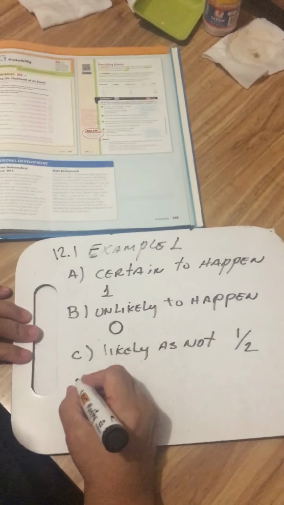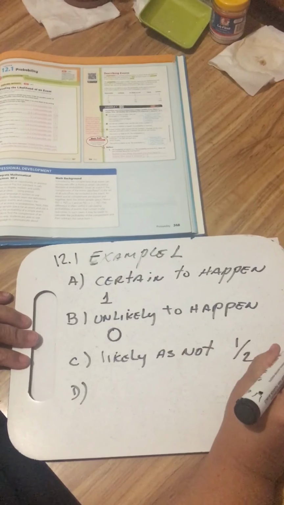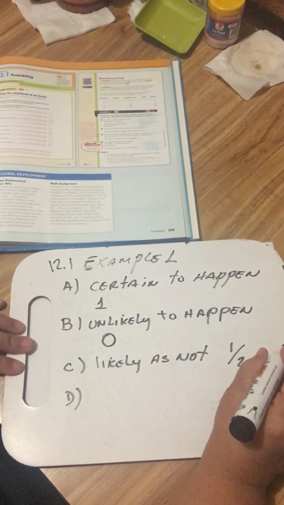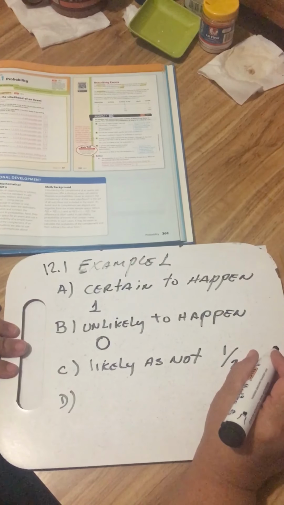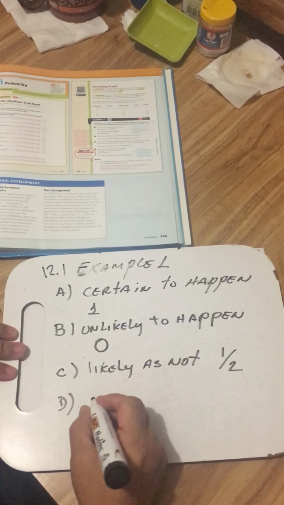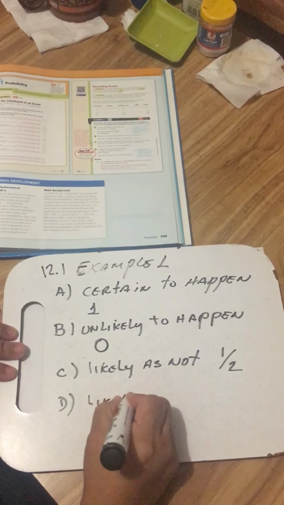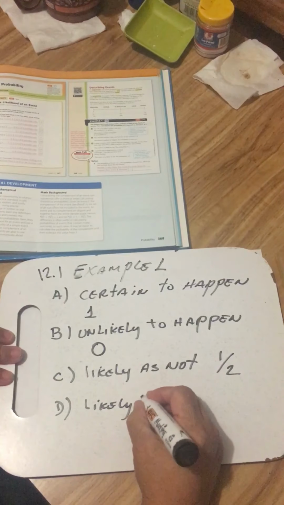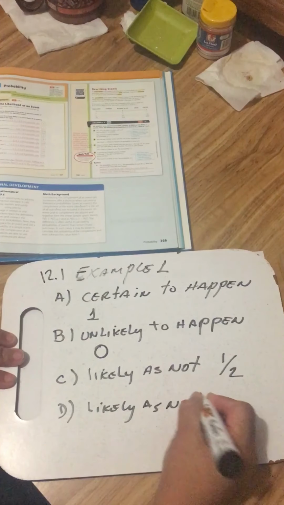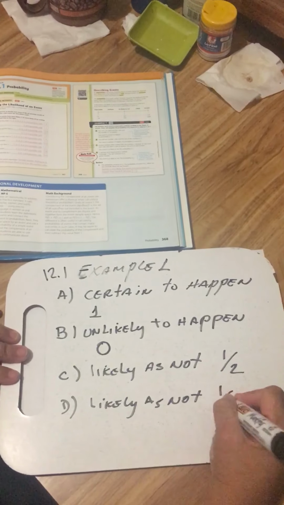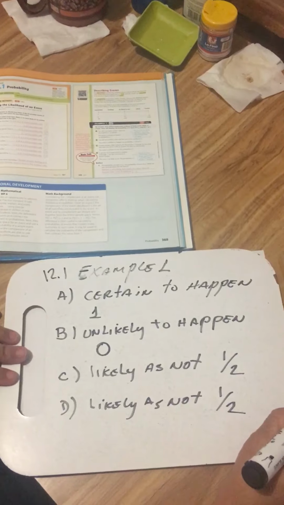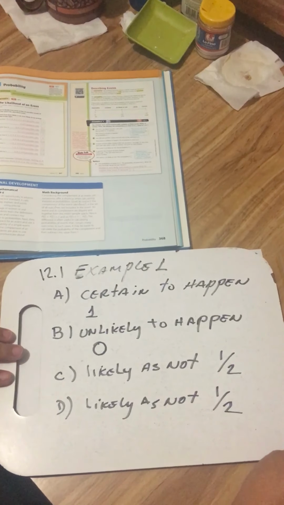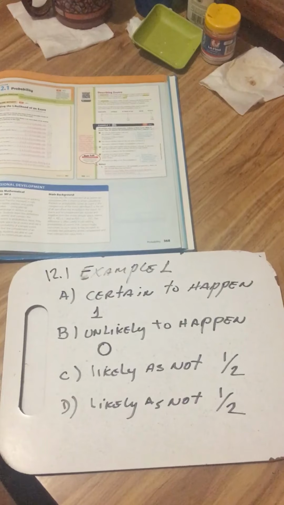Now, D. A spinner has 8 equal sections marked 0 through 7. You spin and land on a prime number. This is as likely as not. Then the probability is going to be 1/2. Then you can answer Reflect on page 368 and Your Turn on page 369.